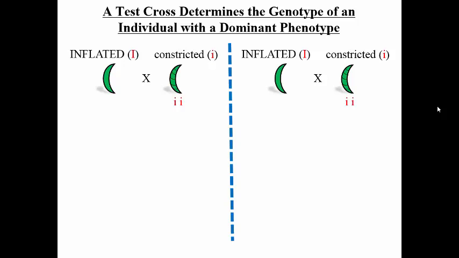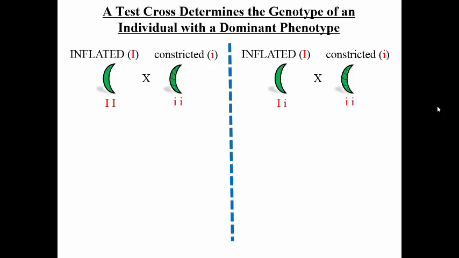So here's two different scenarios we could look at. On the left, the organism could be big I, right, the dominant phenotype, the genotype could be big I, big I, or on the right, it could be big I, little i. So how do we know which it is? Well, if we mate each of these organisms in each of these situations, we do the cross on the left, we do the cross on the right.